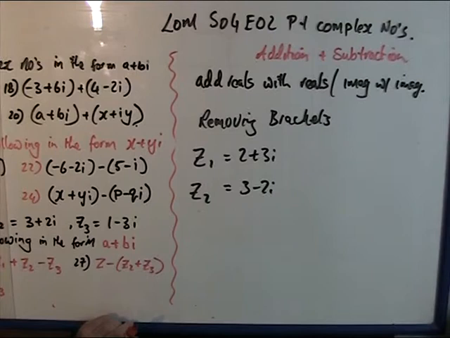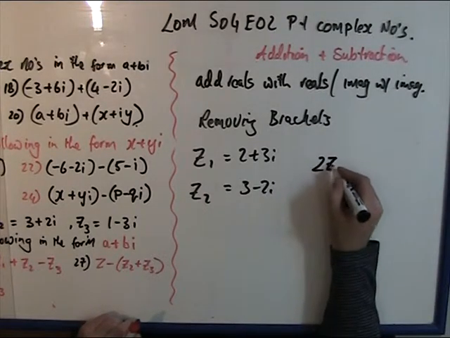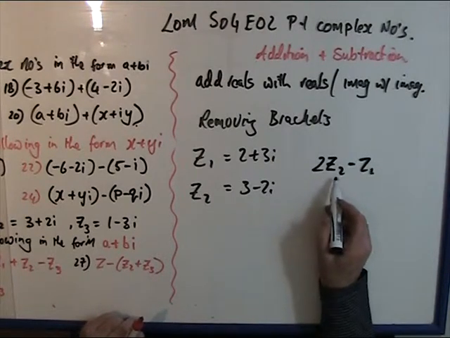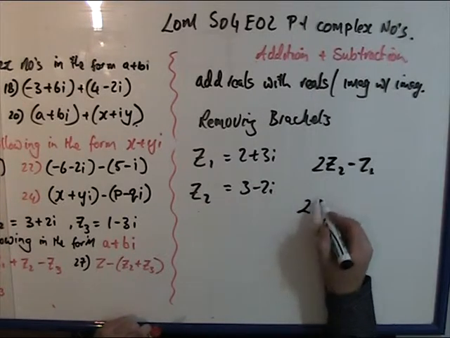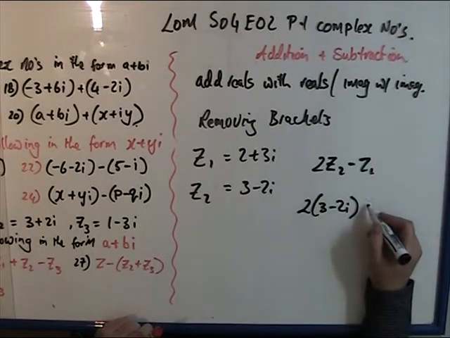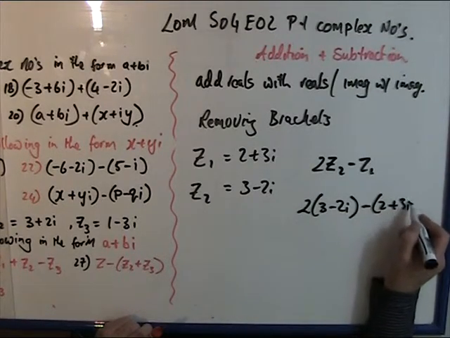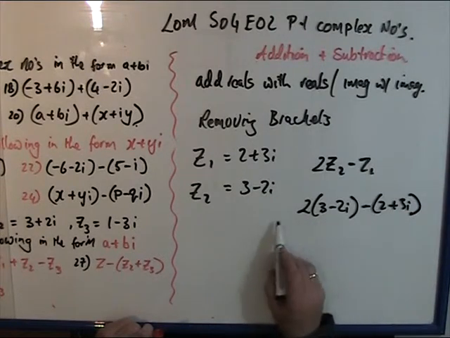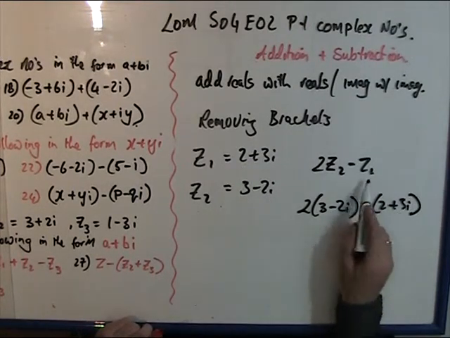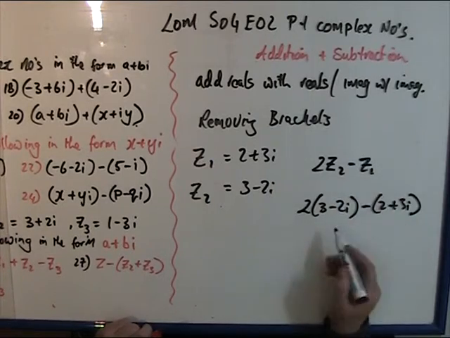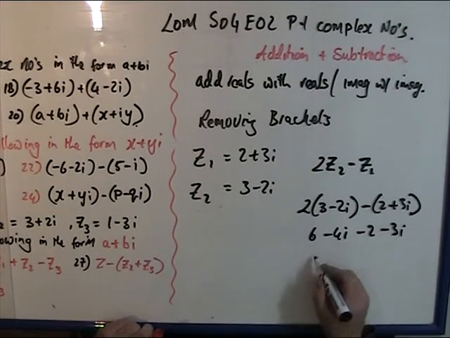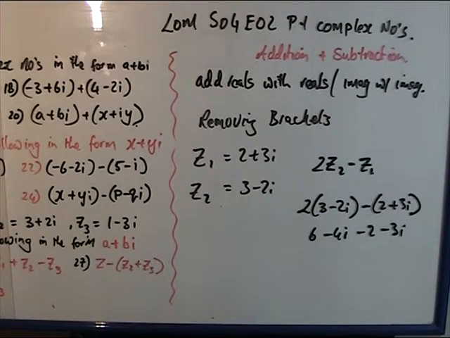Next part would be 2 times z2 minus z1. Well, we've already done 2 times z1, so we'll just write it out again. It's 2 times z2, which is 2 times 3 minus 2i, minus z1, so it's minus 2 plus 3i. Do you see that now? So it's 3 minus 2i for z2, and 2 plus 3i for z1, which is the minus z1 here. So I just multiply them out. 2 3s are 6, minus 4i, minus 2, minus 3i. I bring the reals together, and the imaginaries I keep separate.